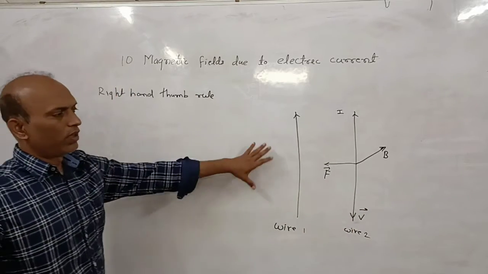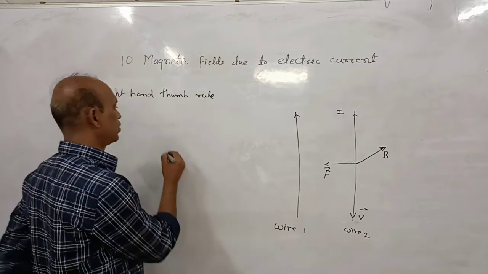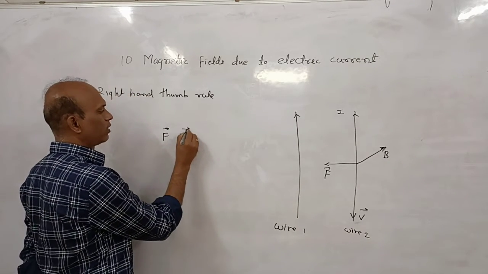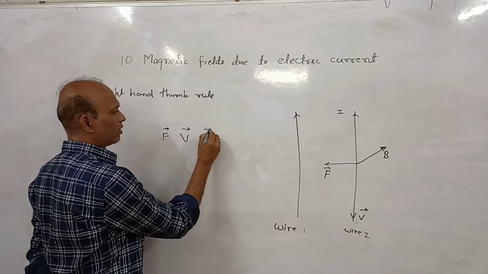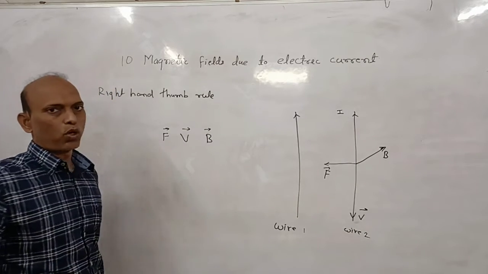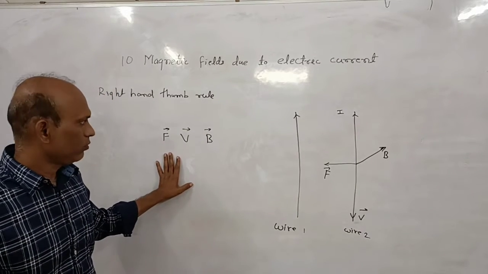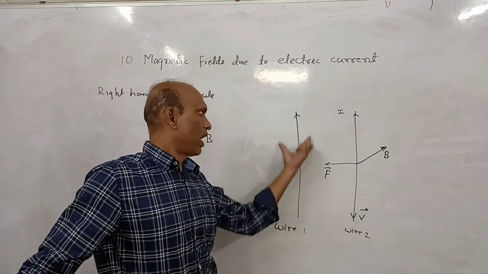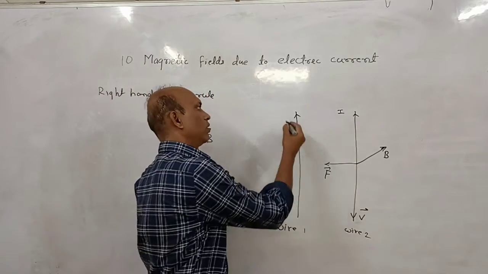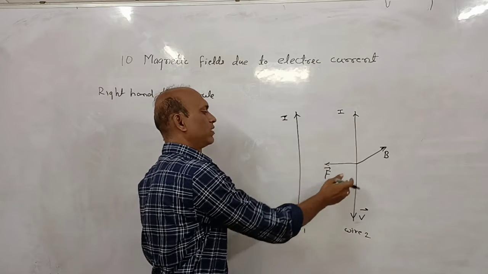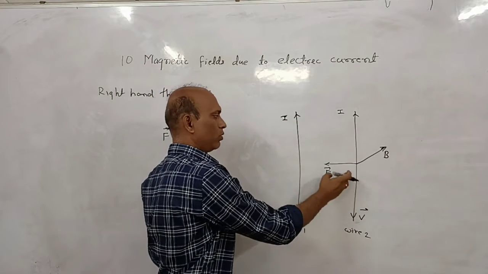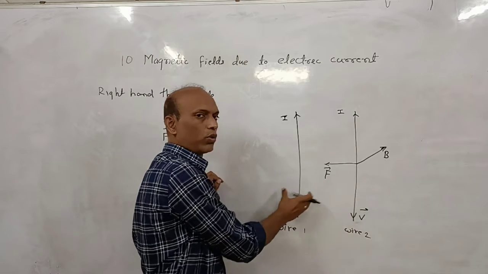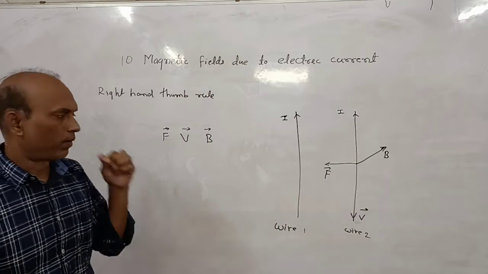So according to this figure, we come to know that force F, velocity V, and magnetic field B are related by the vector cross product. Again, this is wire 1; current flowing in this direction will exert a force on wire 2, and the direction of the force will be from wire 2 to wire 1.